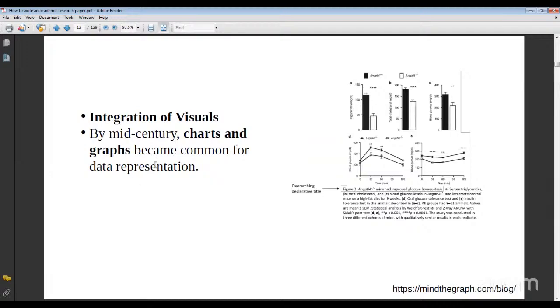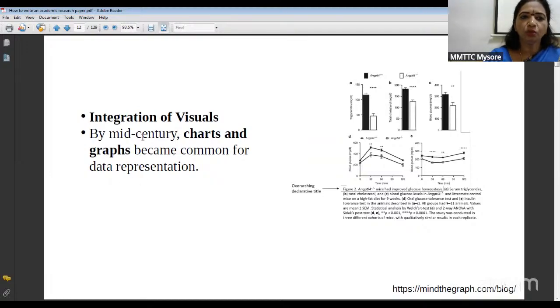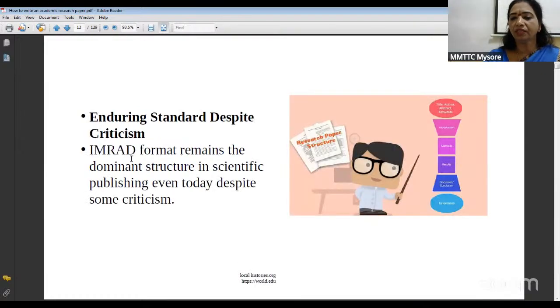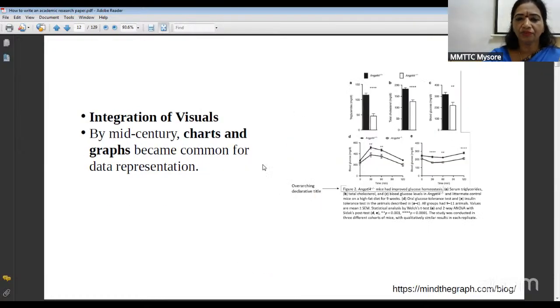Okay, fine. People have practiced integrating visuals. Visuals means graphs, figures, or even statistical bar graphs or something like that. You can see on the right side, for everything I have given a reference. We have copied something, so we have given a reference for that. We have cited. And by mid-century, charts and graphs became common for data presentation, because with charts and graphs we can explain our results in a better way.